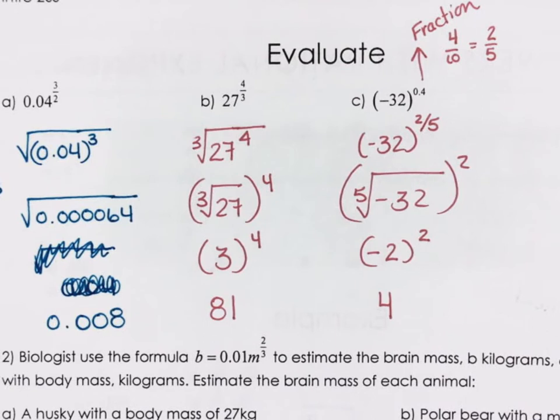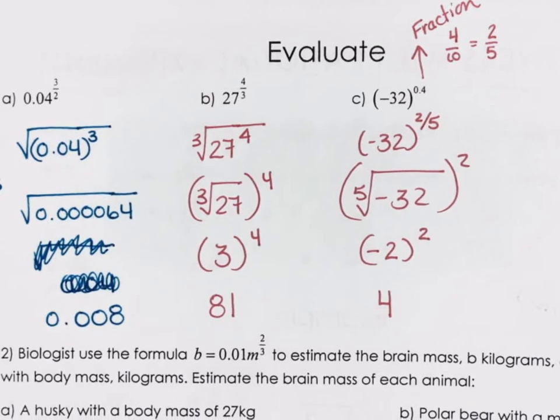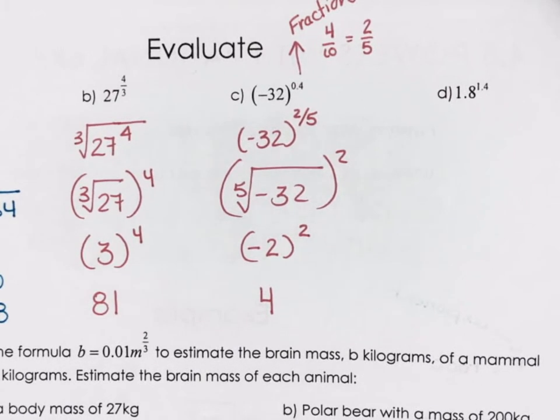Put what in brackets? My 4? No, that is good. You're supposed to put the negative 2 in brackets, because if you don't put it in brackets, then you're going to get a negative 4. Good answer. Good job. Yeah, exactly.